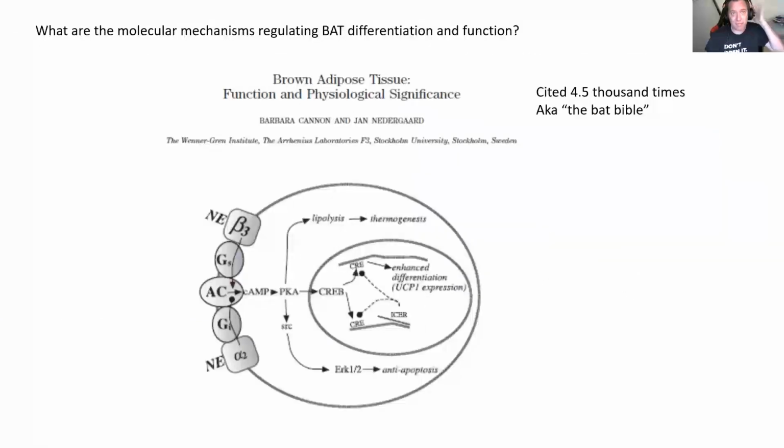Now, the molecular mechanisms regulating BAT, we could have a whole conference about the transcriptional systems that go on to regulate BAT. But for the purpose of this talk, we're only going to talk about one thing, and that is norepinephrine. And I would argue that that is the single most important signal.